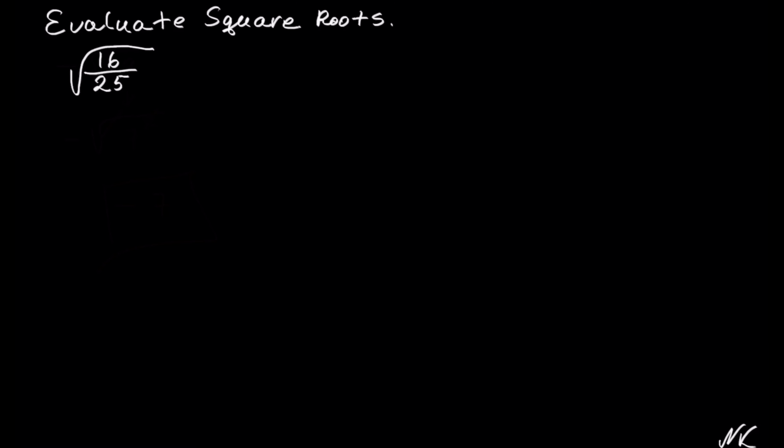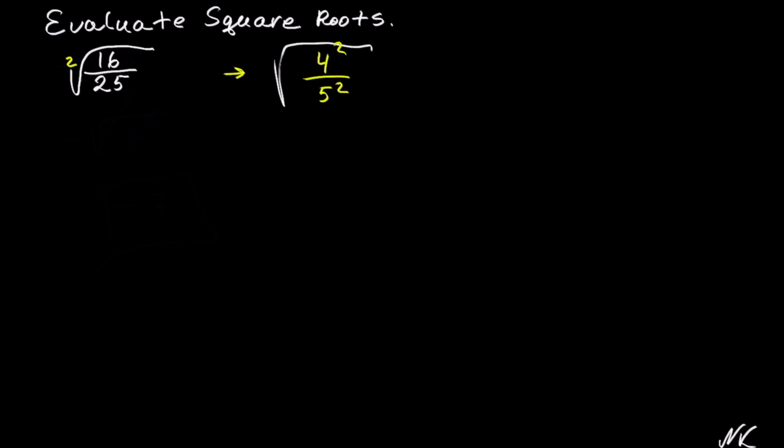In this example, we have a square root of 16 out of 25. A square root has a power of 2. The goal is to rewrite everything in terms of a second power inside of the radical. So let's begin with rewriting 16 as 4 to the second and 25 as 5 to the second. And let's keep our radical as is.